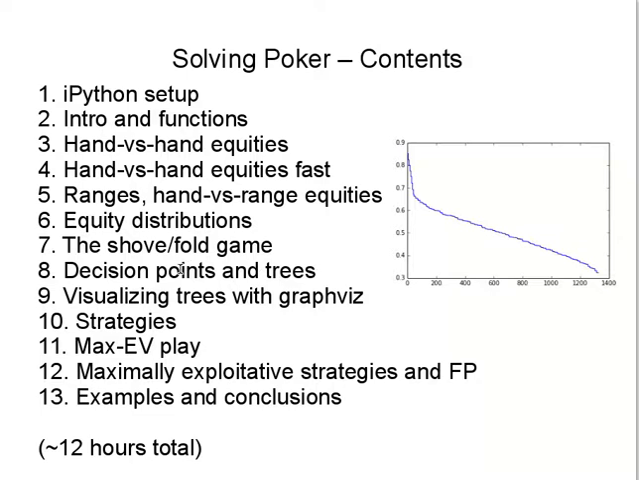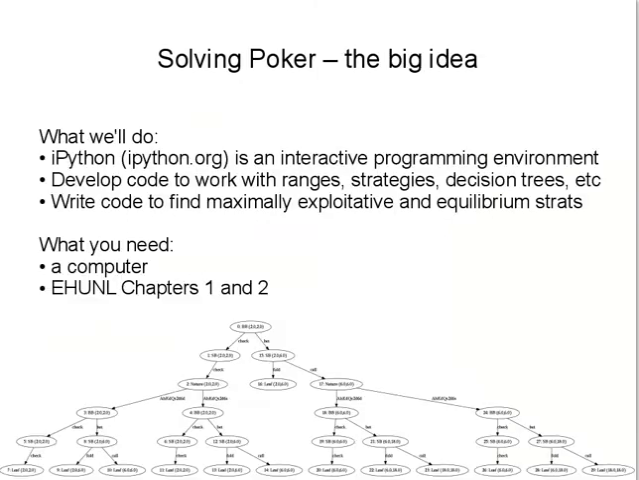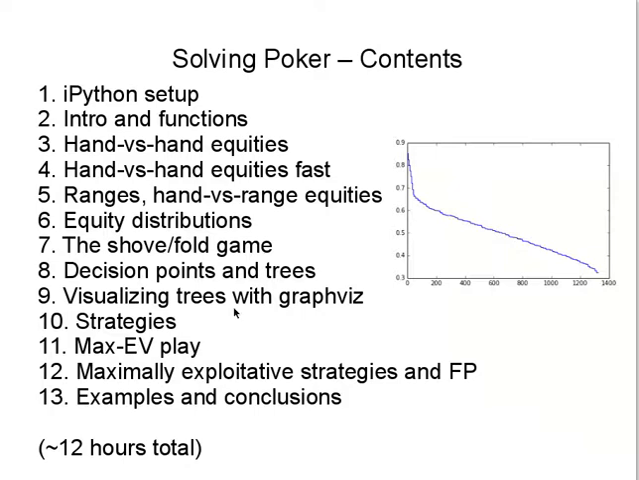We'll develop some code to work with decision points and trees. We'll visualize those trees, just like in the image I showed previously. We'll do some work on strategies for playing those trees. And then we'll get into the climax of the video series: calculating maximum EV play, and then maximally exploitative strategies and fictitious play.